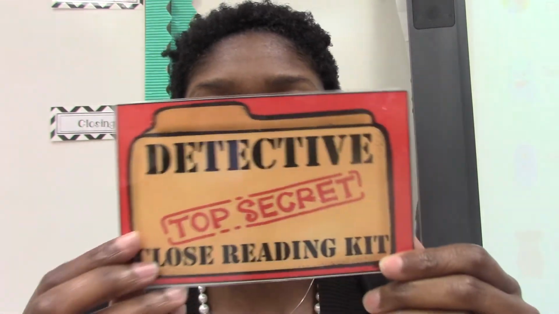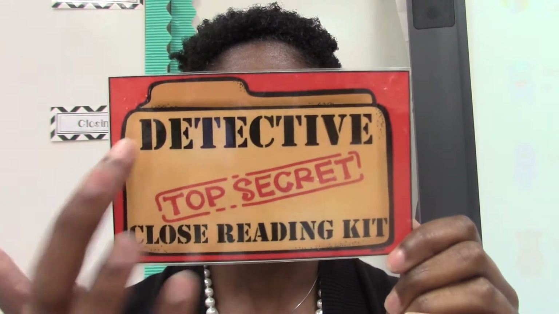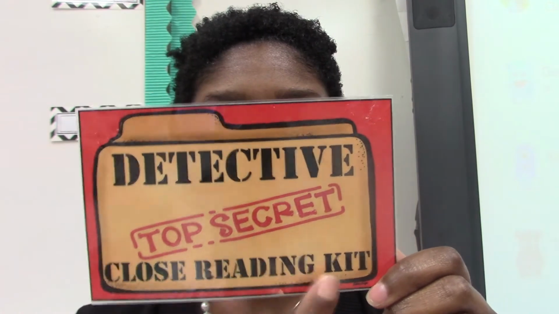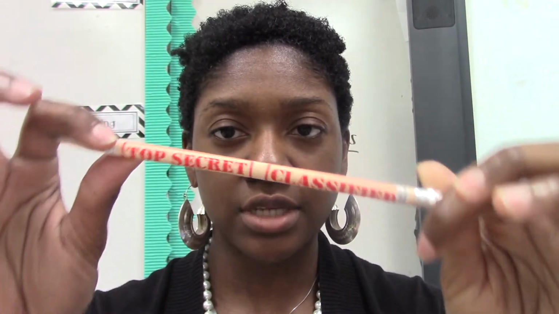My kits. This is the cover for the kit. It says Detective Top Secret Close Reading Kit. They have their confidential Top Secret pencil, magnifying glass, and these literally magnify. They're not just play. The kids can see through them pretty good.